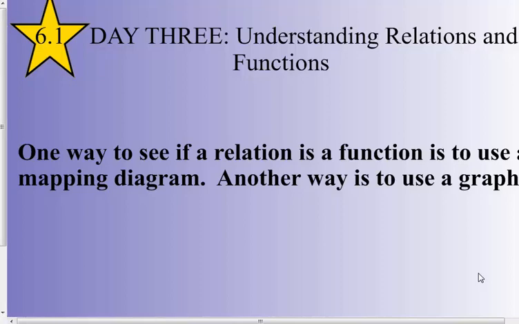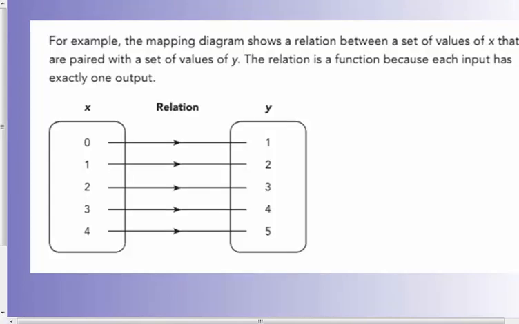So 6.1, day 3 in your packets on page 7, understanding relations and functions. One way to see if a relation is a function is to use a mapping diagram, which we've already done. But the other way is to use a graph and using something called the vertical line test. So we're on approximately page 251 in your textbook. It's chapter 6 if you want to look at some more examples there.